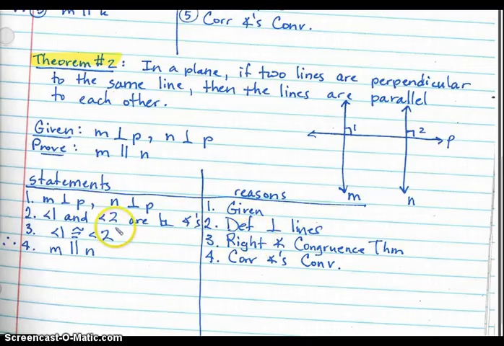If they're both right angles, then they are congruent to each other by the handy-dandy right angle congruence theorem. And so then we've got angle 1 and angle 2, and if you look right over here, those two angles are corresponding angles. If they are congruent, then the lines are parallel, thanks to the corresponding angles converse.